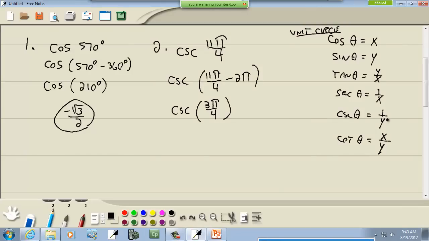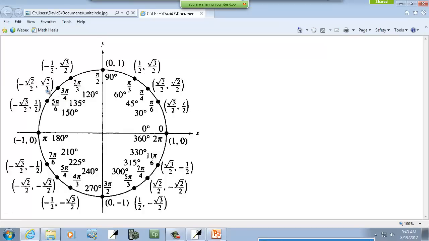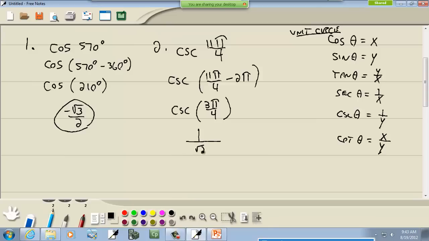Well, cosecant was 1 over y. So we're going to put 1 over the y part of the point at 3 pi over 4. So at 3 pi over 4, the y part is square root of 2 over 2. Now, if you got a single fraction down below like that, you can flip it and multiply times your top part. Flip it, take the reciprocal, which then gives us 2 over square root of 2.